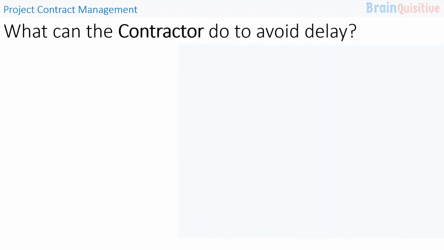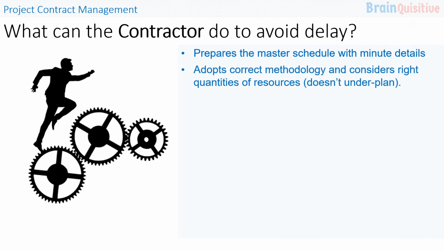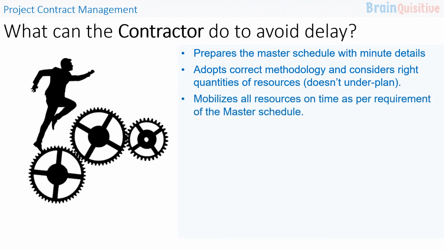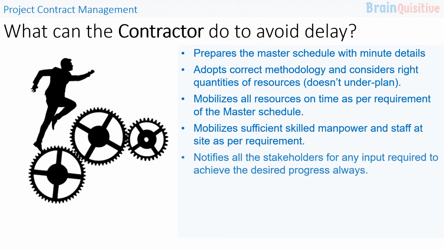Now, what can the contractor do to avoid any delay in a project? They should prepare the master schedule with minute details. They should adopt the correct methodology and consider the right quantities of the resources and not underplan it. They mobilize all the resources on time as per the requirement of the master schedule, and mobilize sufficient skilled manpower and staff at site as per requirement.